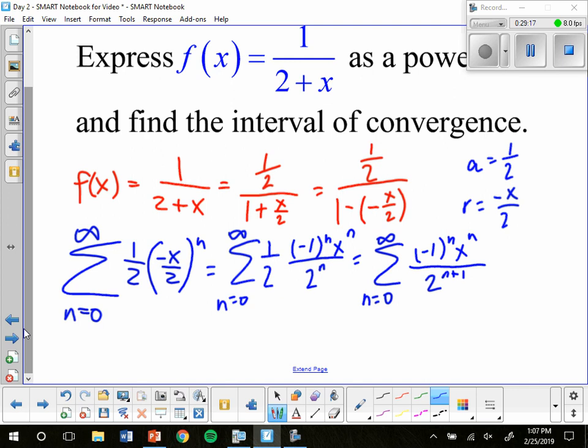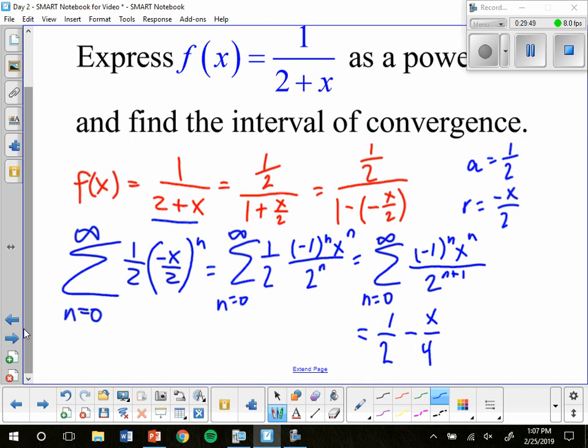So that's a really nice power series representation of this function. I'm going to write out the first 4 terms using my series just to be sure it looks like what I want it to look like. I plug in 0, I get 1 on top, and then 2 on the bottom. 1/2. Is that good? Yeah, that's what I wanted. Then I'm going to plug in 1, and it's going to be negative x over 2 squared, which is 4. Did I multiply by negative x over 2? Yes. Great. Let's try 2 more.